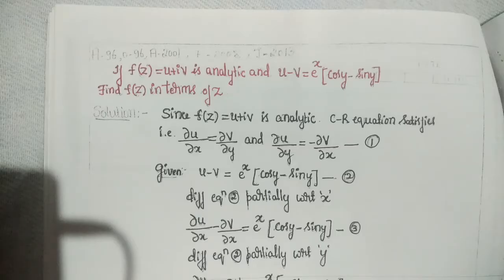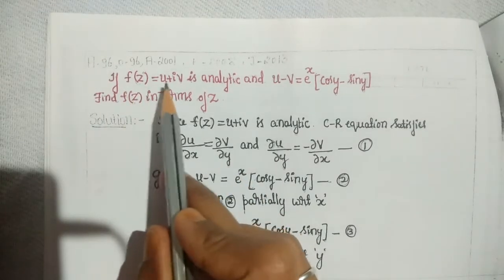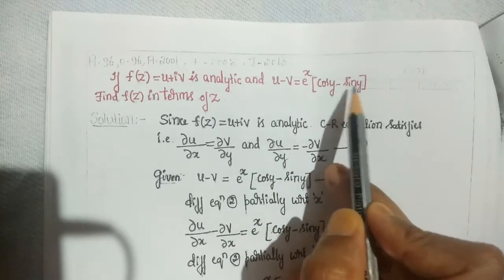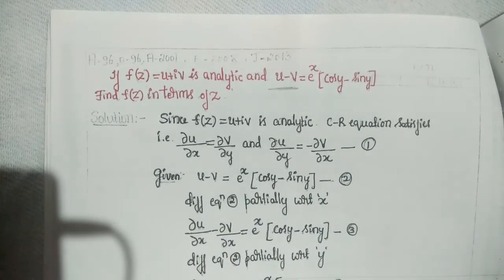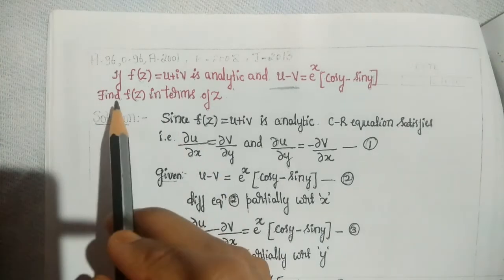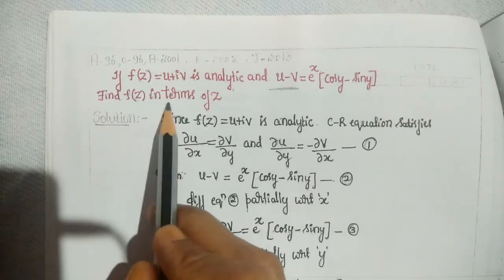So this is over. Next set of problems: previous problems were if the real part is given or if the imaginary part is given. Here the problem is if u minus v is given, or if u plus v is given, then what is that analytic function? So for that, here is the problem. If f of z is equal to u plus iv is analytic, and u minus v is equal to e power x into cos y minus sin y. Here they have given both the real and imaginary parts in a combined manner, that is the difference of those two. You must find out what is that f of z. And also, as a continuation of this question, find f of z in terms of z.